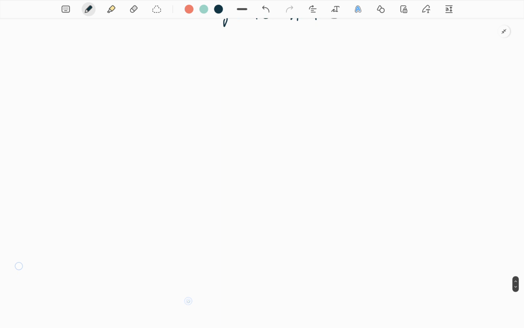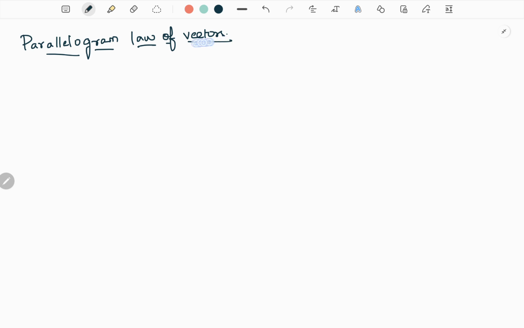Now let's proceed with the parallelogram law of vectors. Not going to do the entire derivation. I'll directly give you the results which we are going to use most frequently. The parallelogram law of vectors basically follows from the triangle law of vectors, but we use a little bit of mathematics to arrive at the relation for the magnitude of the resultant, and also to determine the angle made by the resultant with both of those vectors.